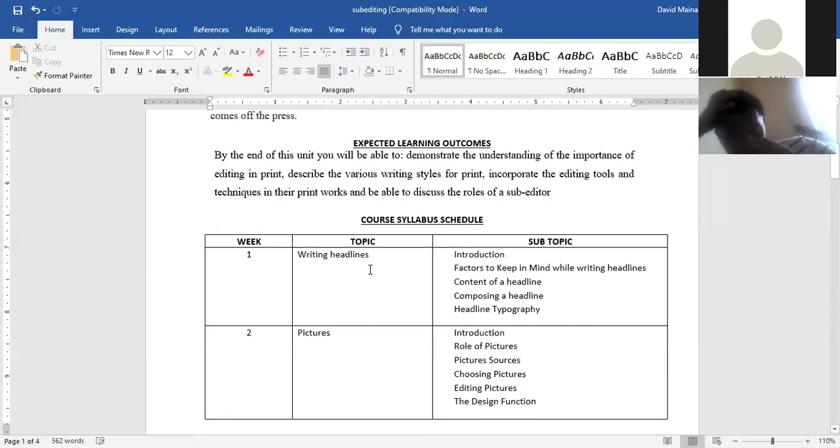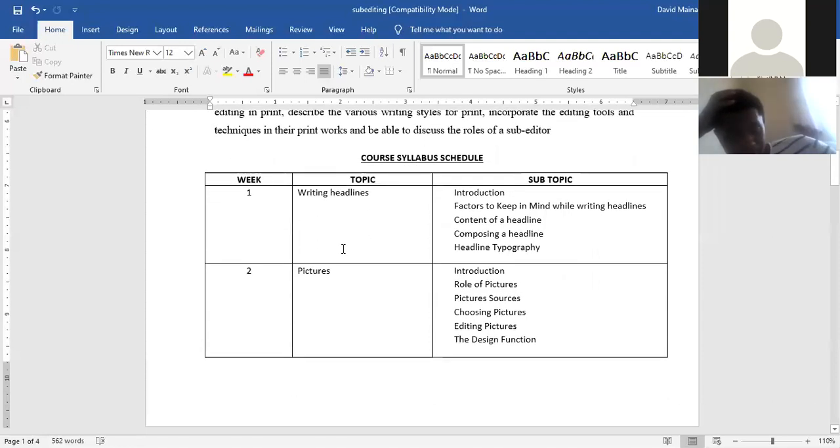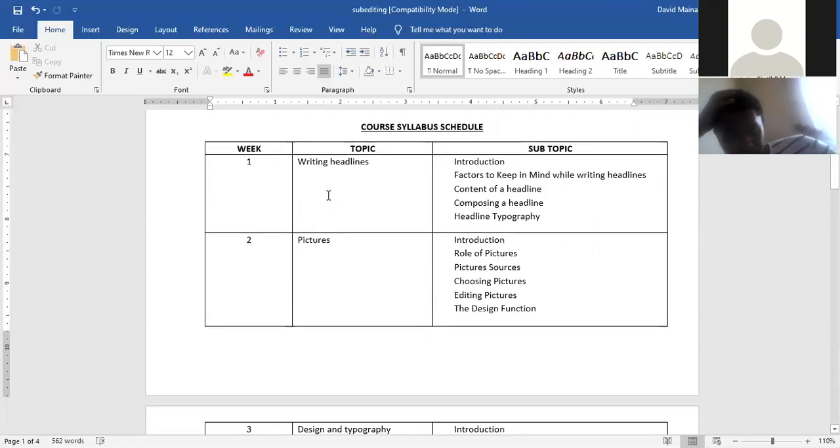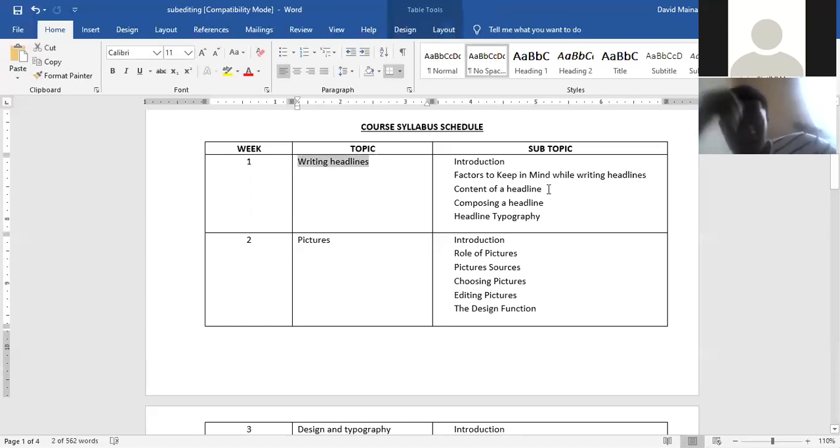So we go to the course syllabus schedule. We are going to week 1. Week 1 was supposed to be last week, that's when we were supposed to be starting with topic 1. But because of various circumstances, we are going to start week 1 today. So, writing headlines. The topic 1 is writing headlines.